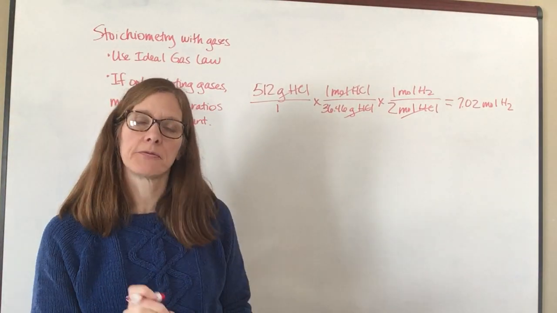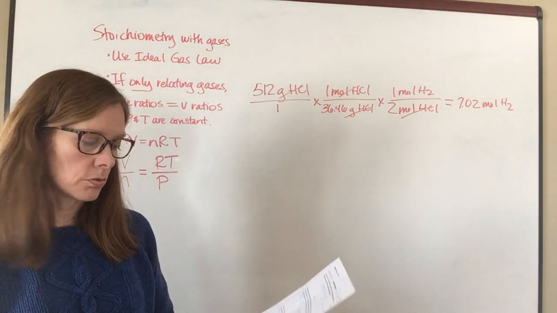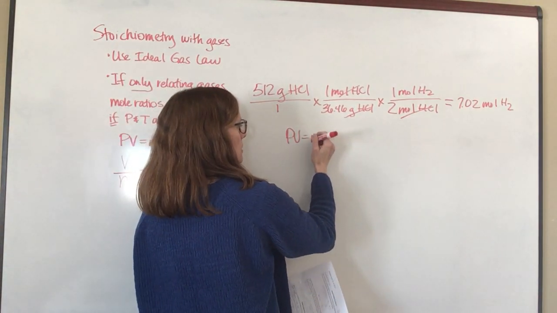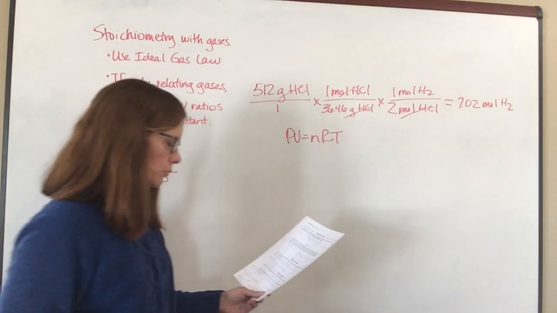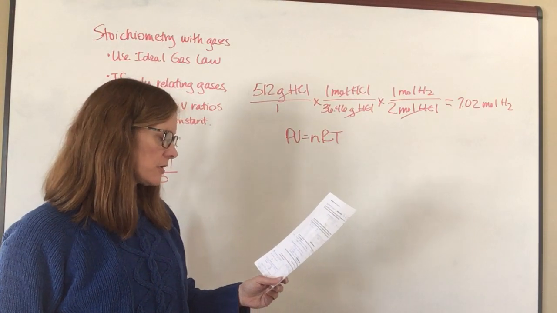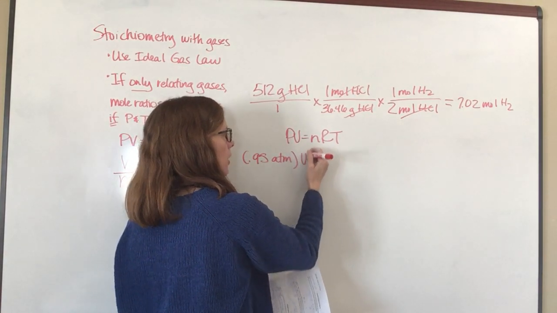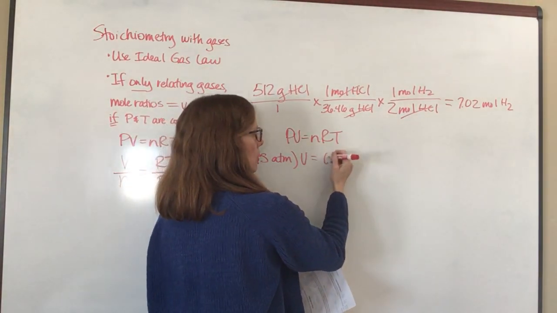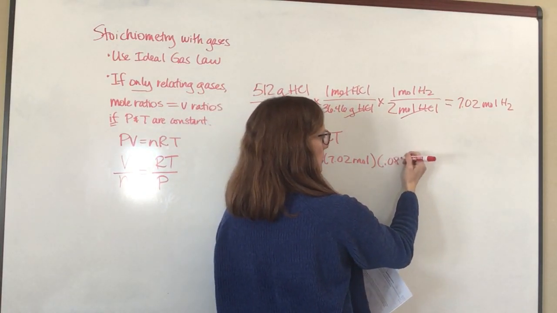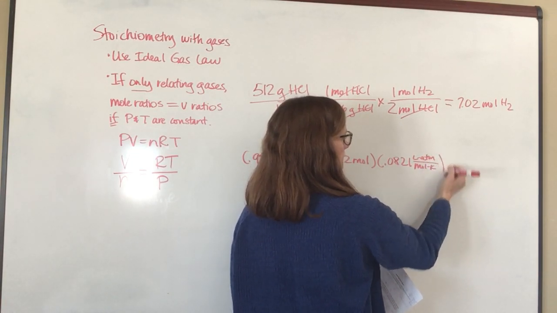The question says what volume of hydrogen gas is going to be produced. Well, if I'm going to convert moles into liters, I'm going to have to use the ideal gas law. PV equals nRT. Remember that I have to watch units so that it matches up with my ideal gas constant. It tells me that I have 0.95 atmospheres, which works with the ideal gas constant. Volume is what I'm trying to find. I already know that I have 7.02 moles. Ideal gas constant, 0.0821 liter atmosphere over mole Kelvin.